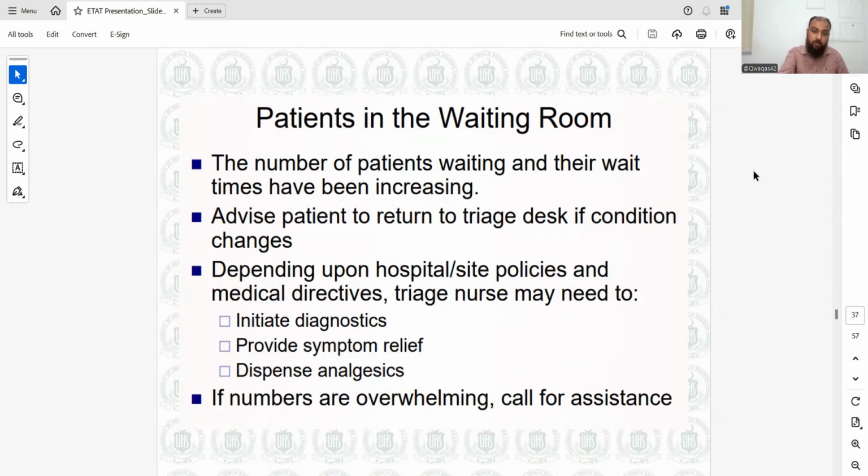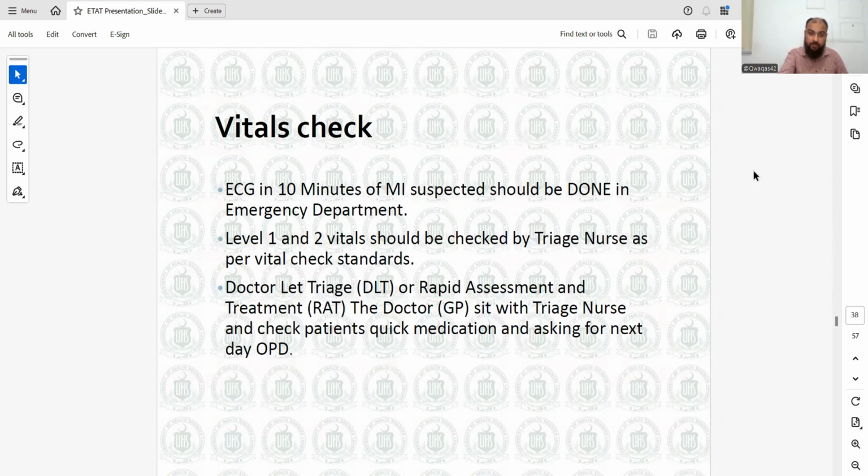For patients in the waiting room, the number of patients waiting and their wait times should be monitored as they increase. Advise patients to return to the triage desk if their condition changes. Depending on hospital site policies and medical directives, the triage nurse may need to initiate diagnostics, provide symptom relief, and dispense analgesic. If numbers are overwhelming, call for assistance.